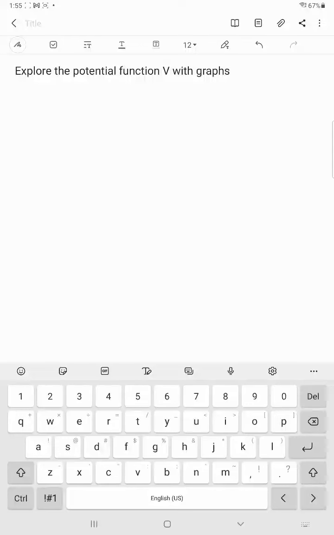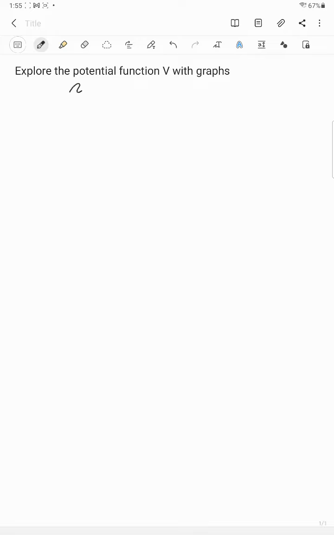So in this third lecture video, I want to explore the potential function with graphs. The potential function I want to explore is this thing that we've written down as V of R. It's associated with the electric field of some charge Q. And the way we've learned to simply write it down is as K Q over the distance from the charge Q. So R labels a distance.